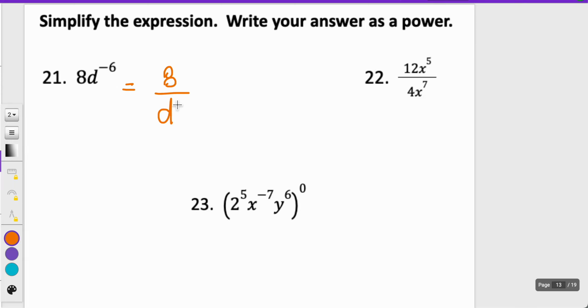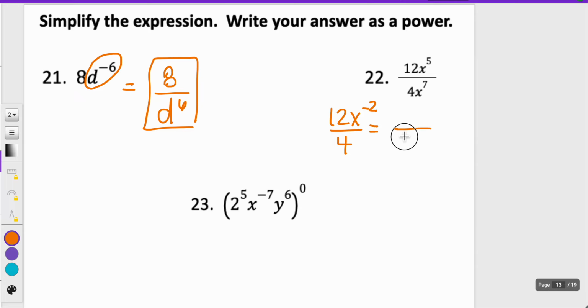For 21, writing your answer as a power, we want to make sure 8 stays on top, but d to the 6th has to move to the bottom because that negative 6 belongs to the variable d. And then here for 22, I still subtracted, and I got 12x to the negative second over 4. That x to the negative second is going to go down here with the 4. And then the last thing I can do is divide both of these by 4. 4 divided by 4 is 1, 12 divided by 4 is 3. So now my final answer for 22 is 3 over x to the second.